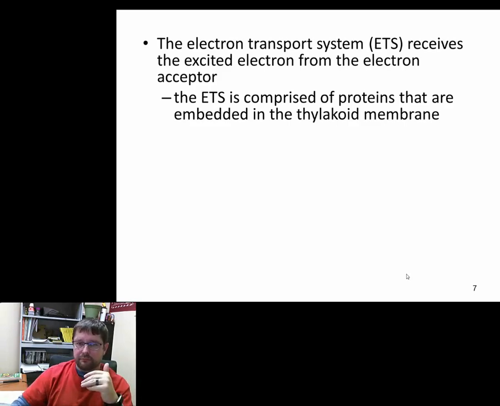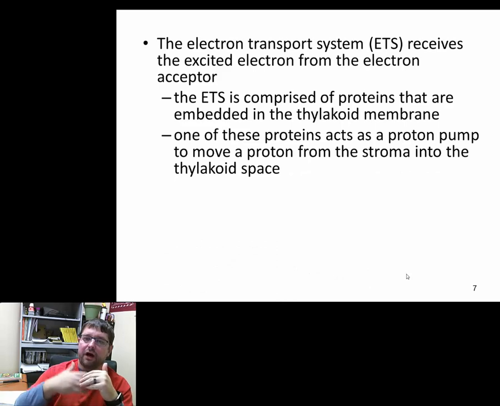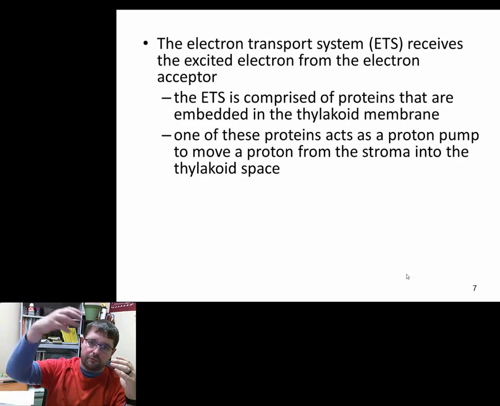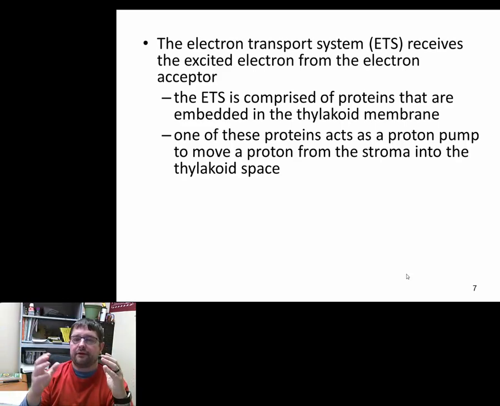As it moves through a protein, a hydrogen ion can be pumped across from the stroma into the thylakoid space. Okay, so you're moving protons from the stroma into the thylakoid space, and you can get this proton gradient.